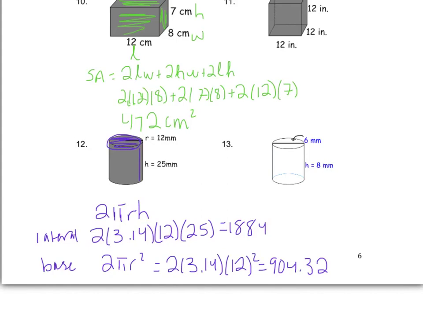Now we need to add those together because we had the lateral surface plus the two bases, and we get 2,788 and 32 hundredths millimeters squared.